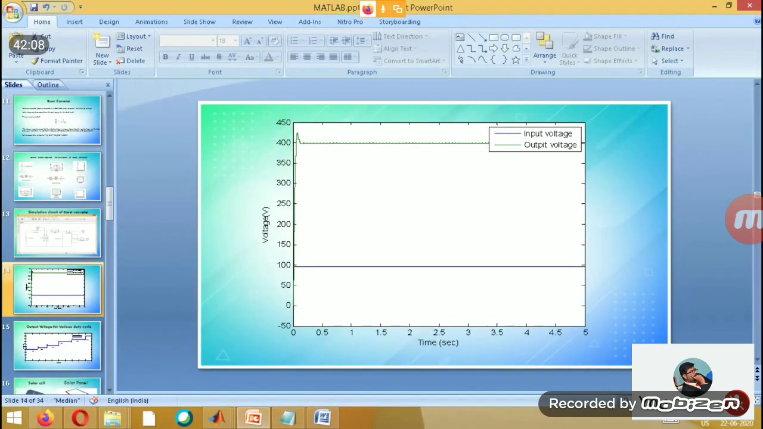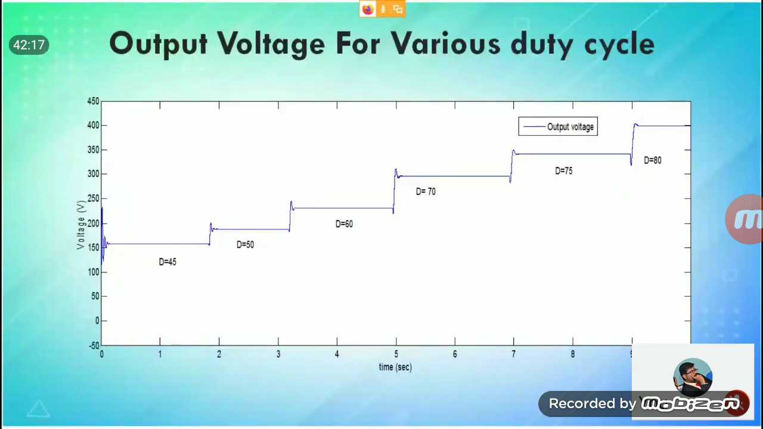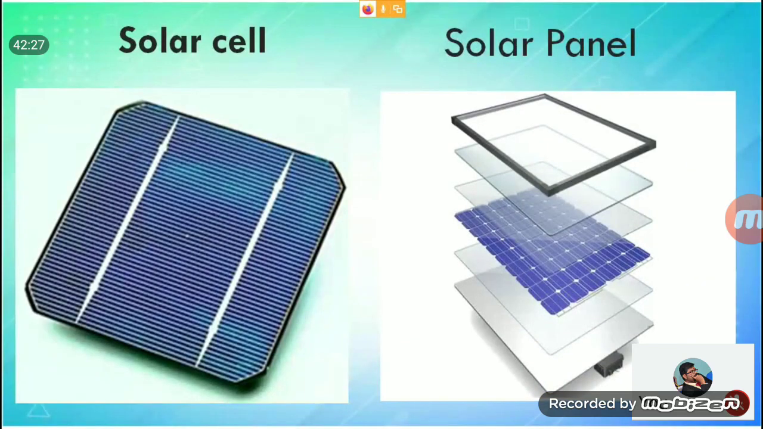When you see it as a PPT presentation, we can visualize. So this is the voltage waveform and this is the current waveform. This is for various duty cycles. Only voltage alone I have shown, starting from 45 duty cycle, 50, 60, 70, 75 and 80. Okay, now let us move on to simulation of solar panel.